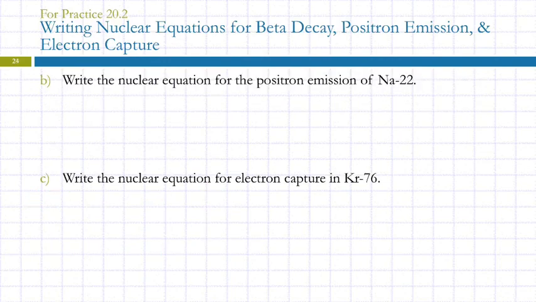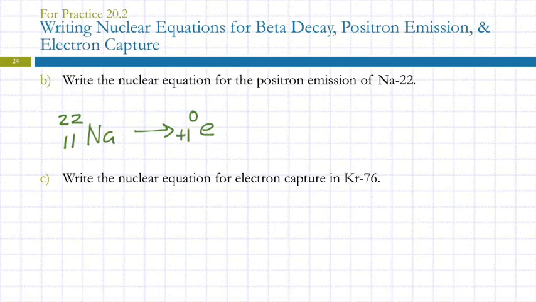Let's see if we can finish this before my iPad dies. Write the nuclear equation for the positron emission of sodium-22. So we start with the nuclear symbol for sodium-22, Na-22. We look in the periodic table, and the atomic number is 11. Positron emission. What is the symbol for a positron? It's the same as an electron, but the charge is opposite, right?